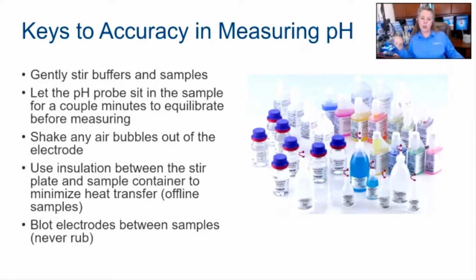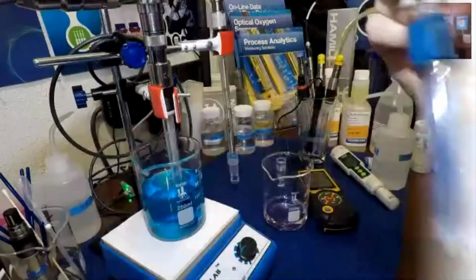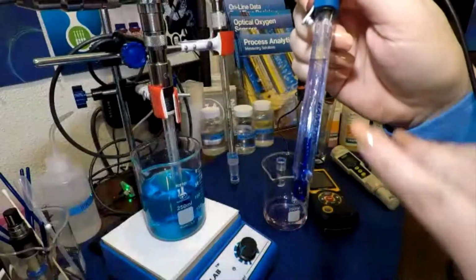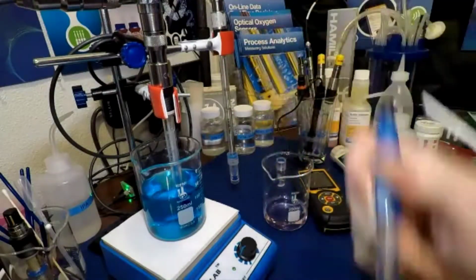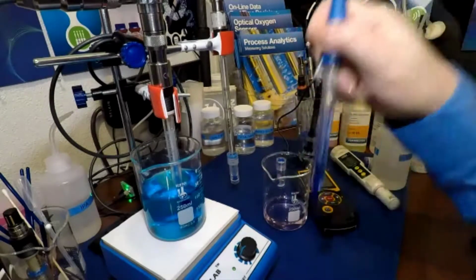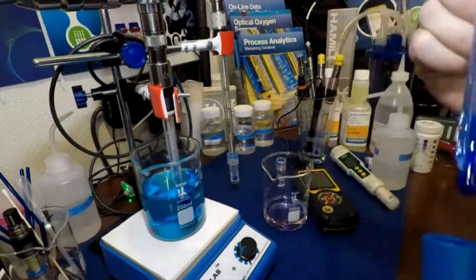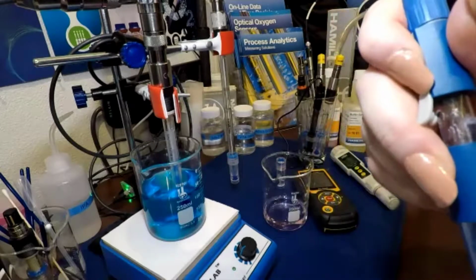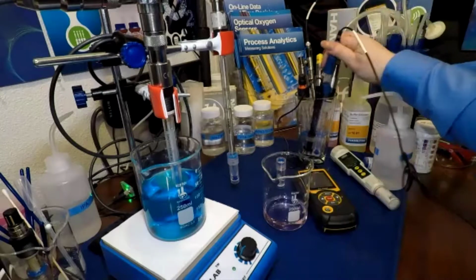When you're measuring pH or calibrating, it's the same basic process. And we already talked about this a little bit. Gently stir your buffers and your samples. When you move your probe into the sample, let it sit for a couple minutes for the temperature to equilibrate before measuring. Specifically on refillable probes, especially after you've refilled it, you may notice that there are some air bubbles in your electrolyte. So you may need to shake your probe down to get rid of air bubbles, because air bubbles will alter your electrical circuit and change your connections.